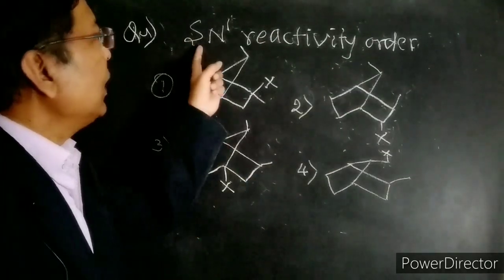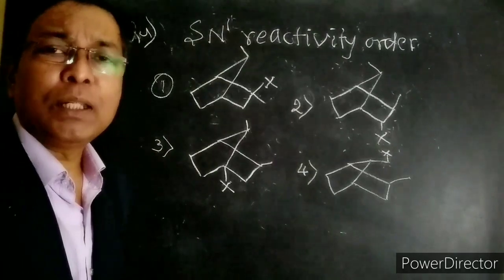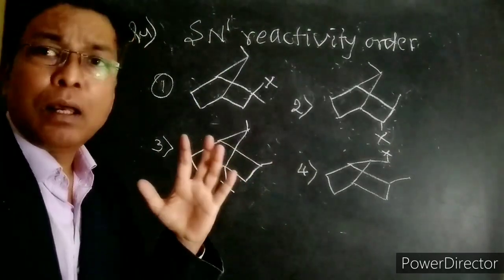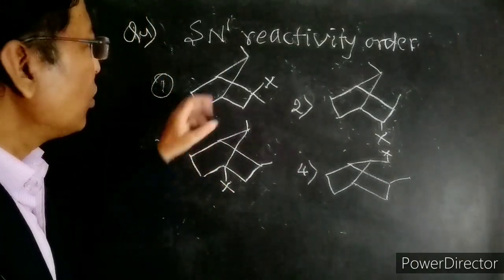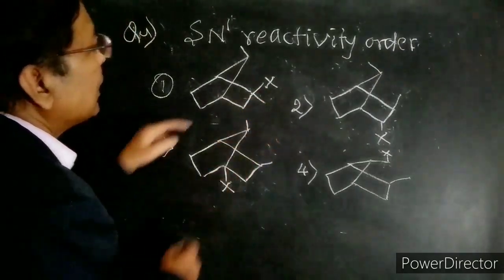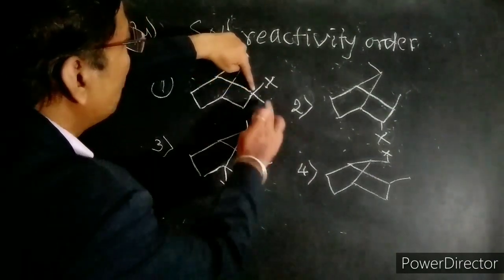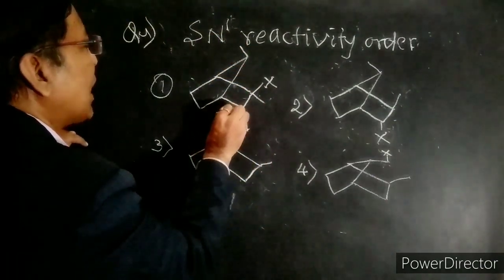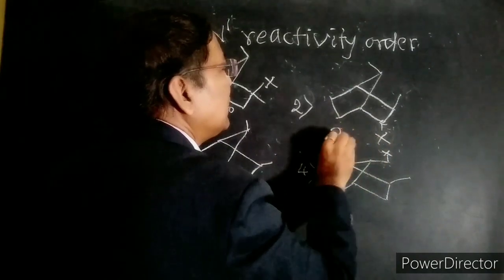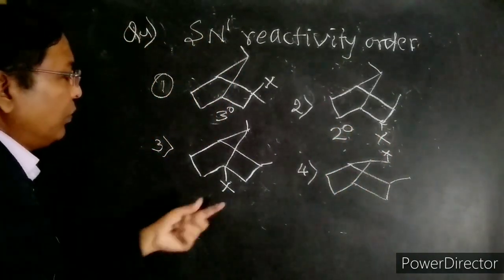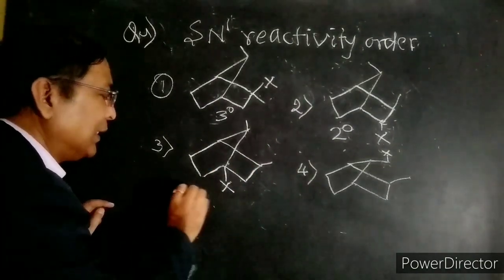The next question is SN1 reactivity order in these molecules. This question seems to be very complicated, but this question is very easy. We have to apply the SN1 reactivity order, that is tertiary, secondary, primary. So we have to find out the order of this molecule. So let us consider this molecule. Here halogen atom is attached to a carbon atom which is attached to 1, 2, 3. Therefore, this is tertiary carbon atom. And if you see here, this carbon atom is secondary, so this is secondary alkyl halide. And here if you consider the halogen atom is attached to the bridge carbon atom, so it has least priority.